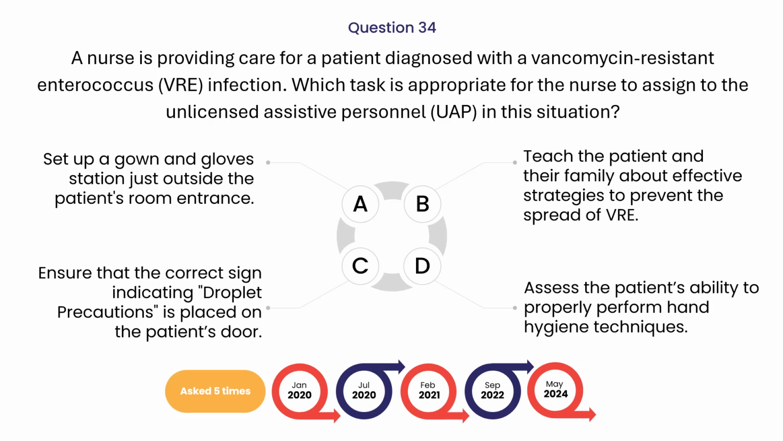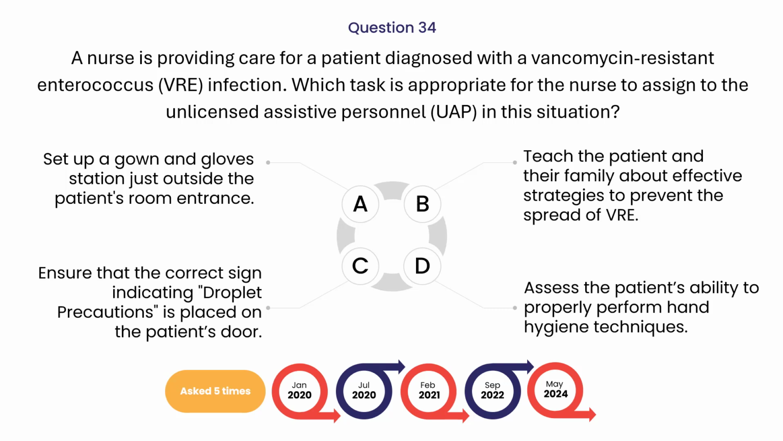A. Set up a gown and glove station just outside the patient's room entrance. B. Teach the patient and their family about effective strategies to prevent the spread of vancomycin-resistant enterococcus. C. Ensure that the correct sign indicating droplet precautions is placed on the patient's door. D. Assess the patient's ability to properly perform hand hygiene techniques.